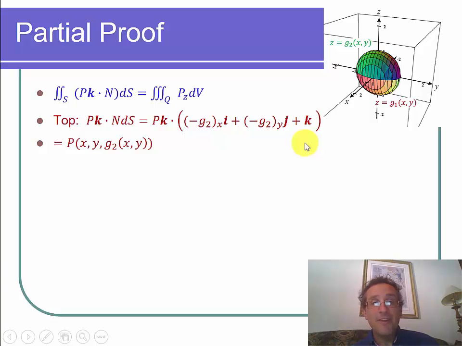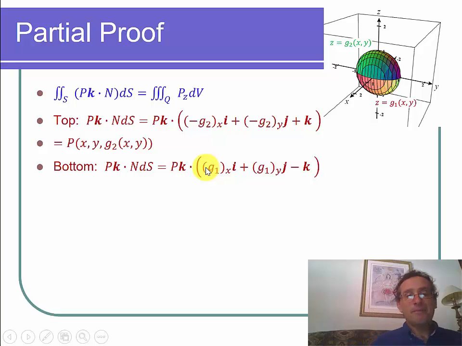If we work this out, it's very easy, because whenever you take pk dot a big vector, that just says take p times the k component of that vector. The k component is 1, so we just get p. I'm going to write it longhand, because p is a function of 3 variables, x, y, and z, but z for this surface is g2 of xy. So we can say that the integrand for the top is p of xy, g2 of xy.